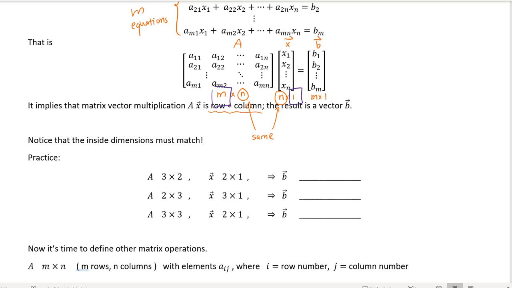All right. So now let's see. So the 2s match, which is good. And then the outcome is what? 3 by 1. So b is 3 by 1. And then next, the inner dimensions match. And so the outcome is 2 by 1. Next one, because the inner dimensions don't match, b is not defined.